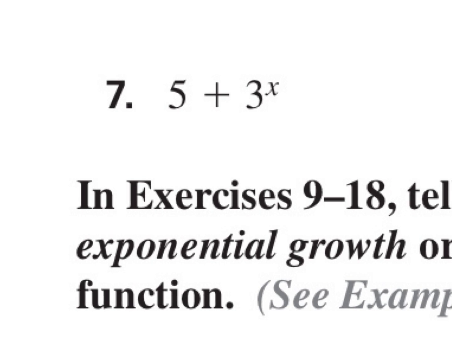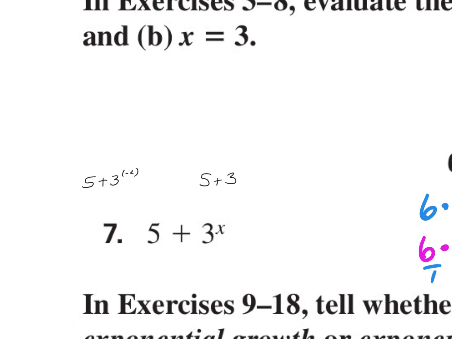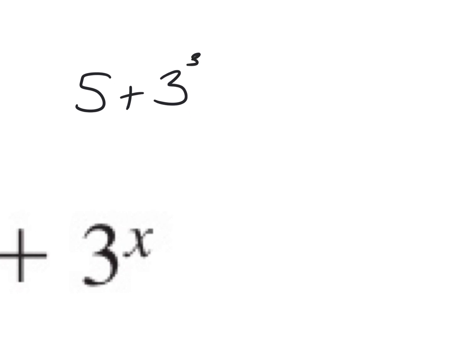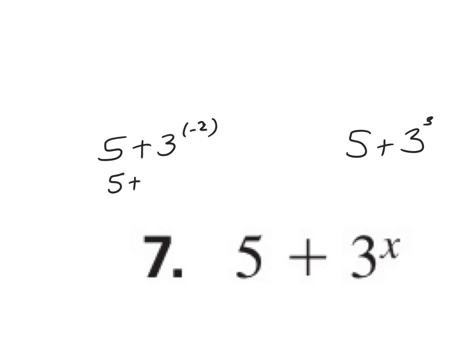But if I look at something like number 7, and again, we're going to evaluate with 2 things. I'm going to evaluate, so 5 plus 3 to the -2. And then 5 plus 3, is it to the 3rd? In both cases, guys, what do you do first? Do you add the 5 and the 3? Or do you evaluate the exponent? Evaluate the exponent. So over here, we'd have 5 plus, this would become 1 over 3 squared, right?